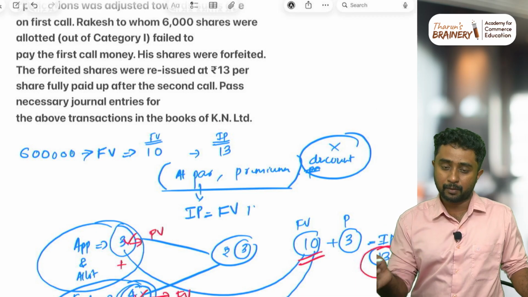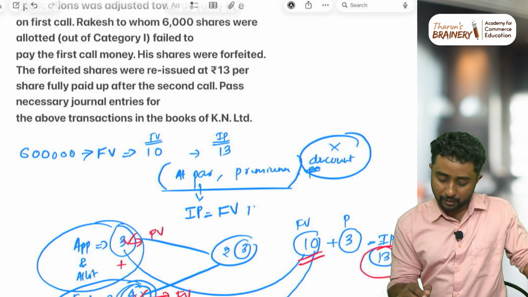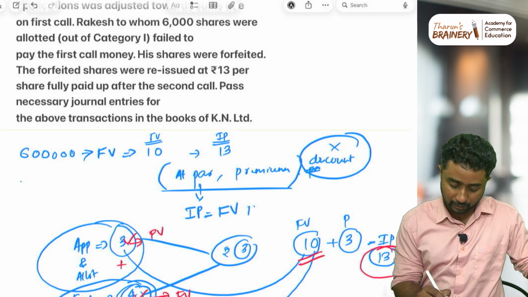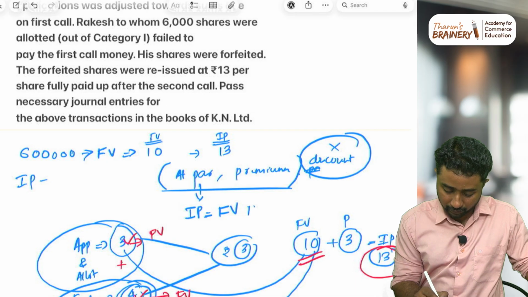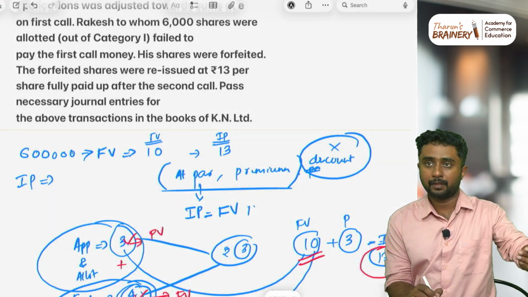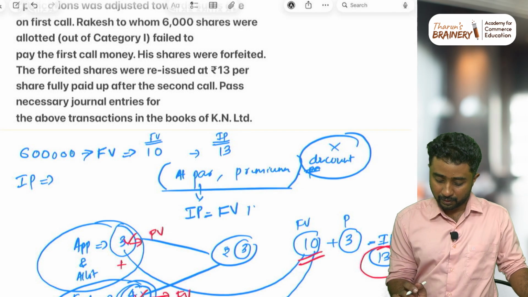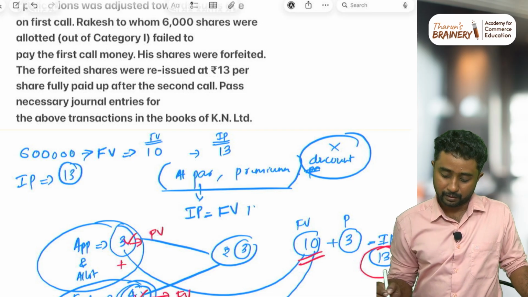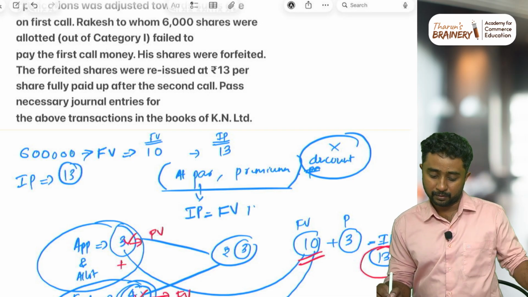It can be reissued at par, premium, discount. To check it, we need to check the statement. Forfeited shares were reissued at rupees 13. At rupees 13 means the issue price of the shares. That means when we are making the reissue, the issue price is 13 rupees. That is the meaning of reissued at rupees 13 per share.